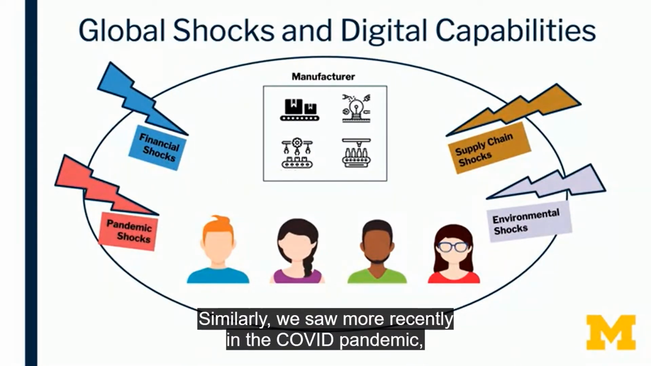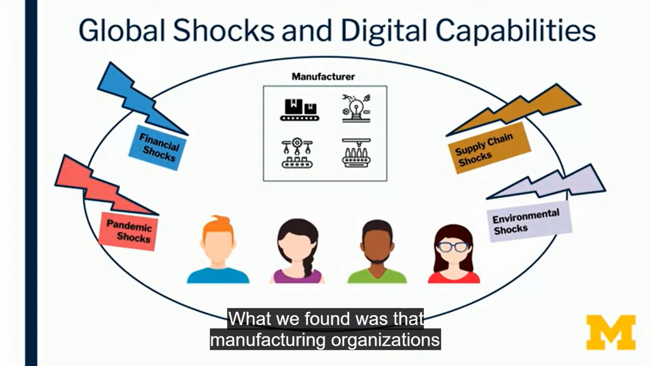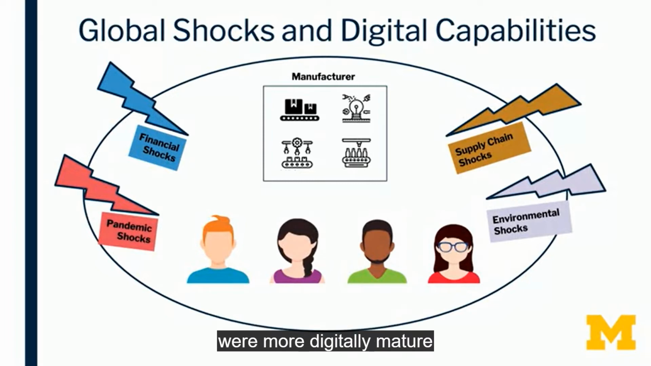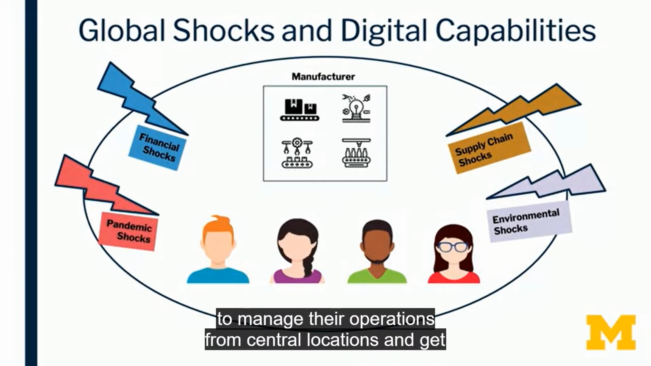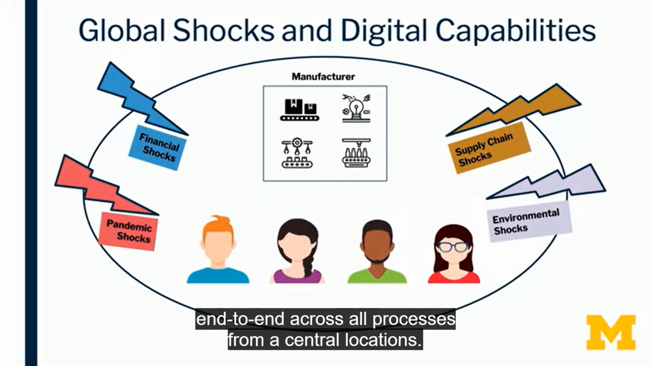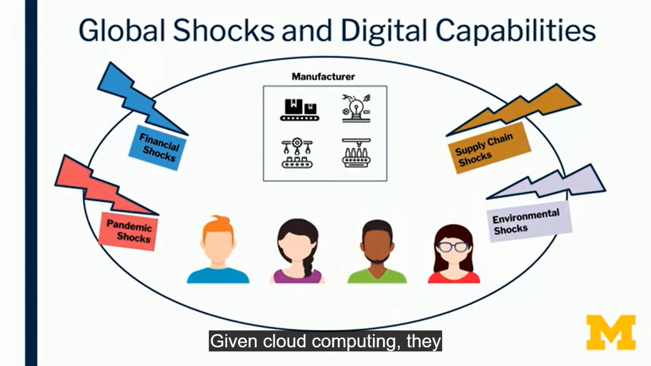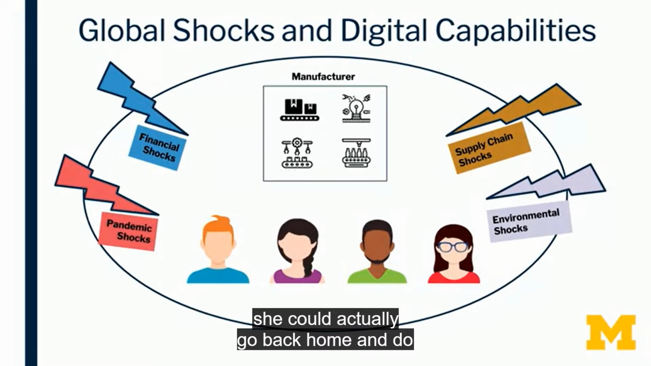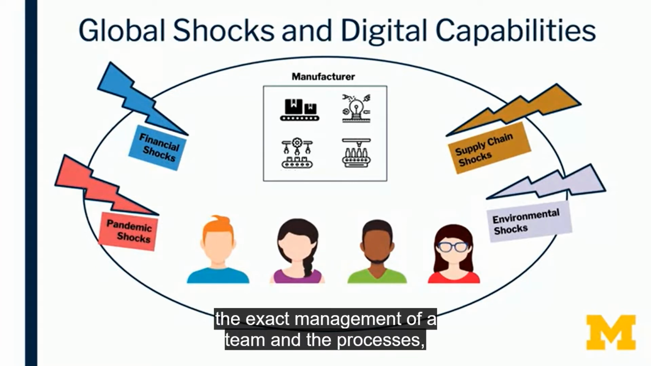There's a global pandemic. What we found was that manufacturing organizations were more digitally mature in their digital transformation. They had the capability, as we discussed earlier, to manage their operations from central locations, and get full visibility of their entire plant, end to end across all processes from a central location. And given cloud computing, the manager could actually go back home and do the management of a team and the processes sitting in a remote location.